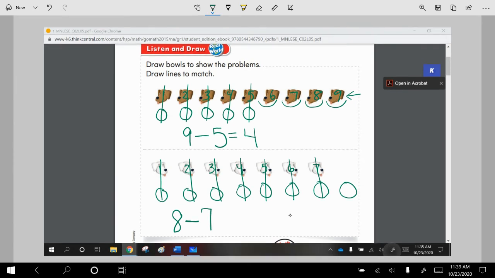So 8 minus 7 is equal to 1. There is 1 bowl not needed. There is 1 more bowl than dogs. You did a really nice job with this. Let's do one more together.